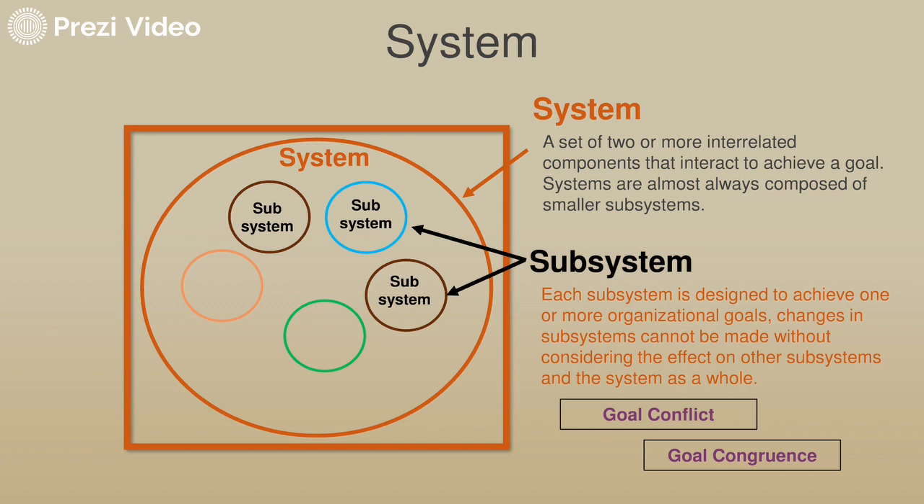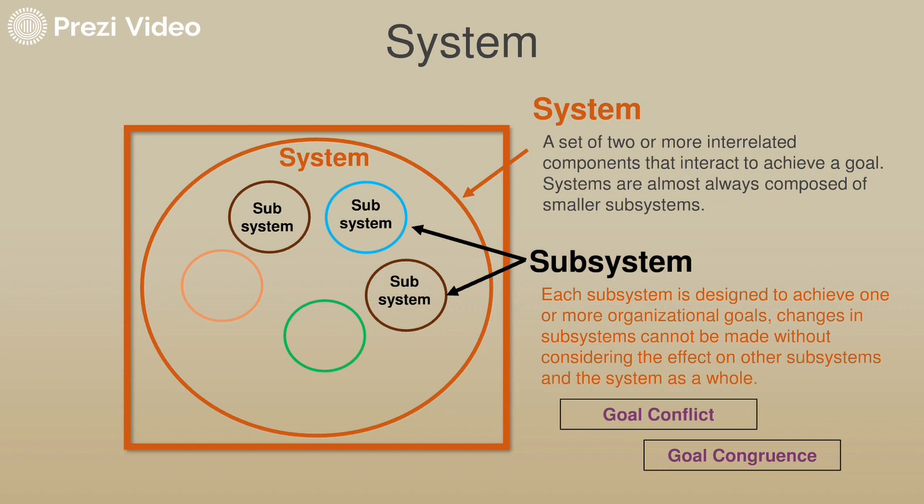Those are the subsystems, and each of the subsystems has its own goals. If they want to change the goals, for example our faculty has its own goals, if we want to make changes to our faculty's goals, we have to make sure the changes will not affect the goals of the system as a whole.